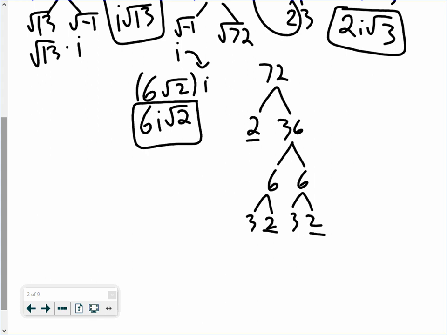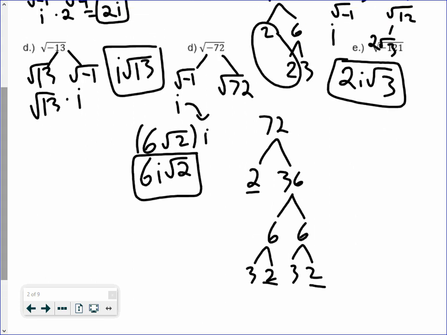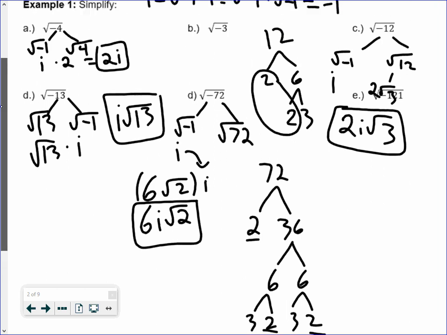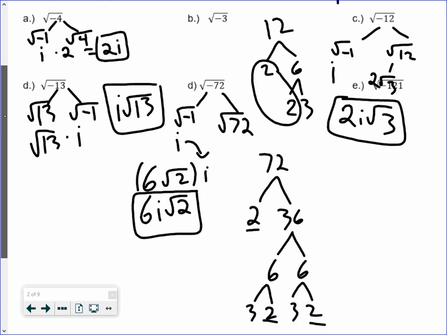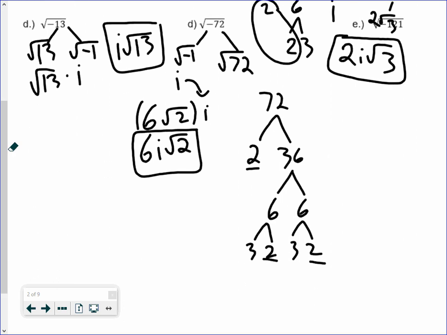So what we want to do to solve these is split it up into the square root of a negative 1 and the square root of whatever's left over. And you're going to solve what's left over. In this case, the square root of 72, we're going to simplify it the best way you can. And in this case, we get 6 root 2. Right? So I think B and E are for you guys to do on your own, and we're going to keep going.